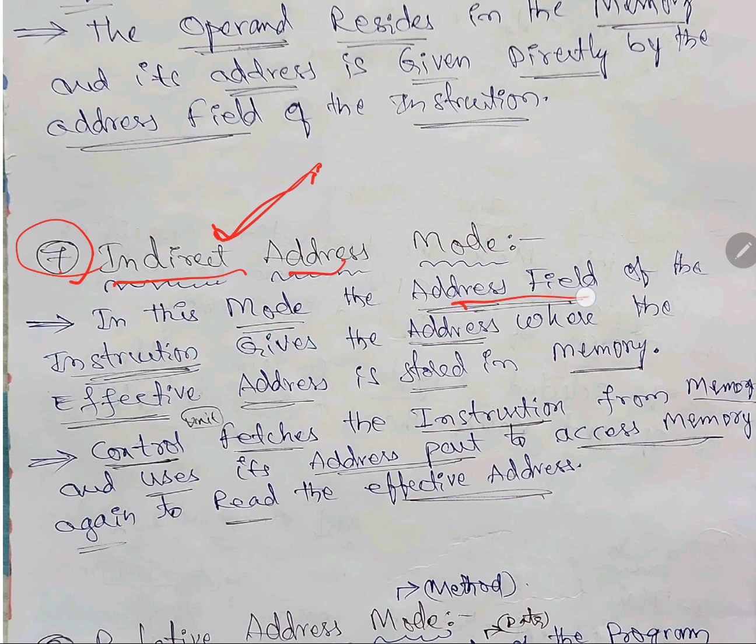In this mode, the address field of the instruction gives the address where the effective address is stored in the memory. The control fetches the instruction from the memory, uses its address part, and accesses the memory again to read the effective address. Very simple, indirect address.